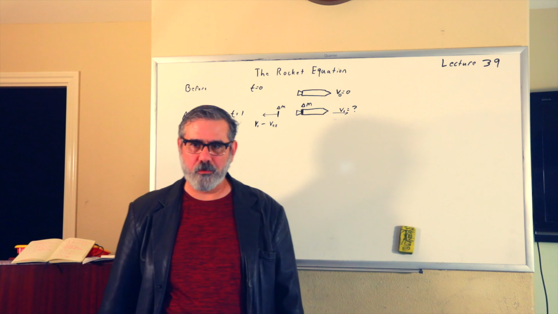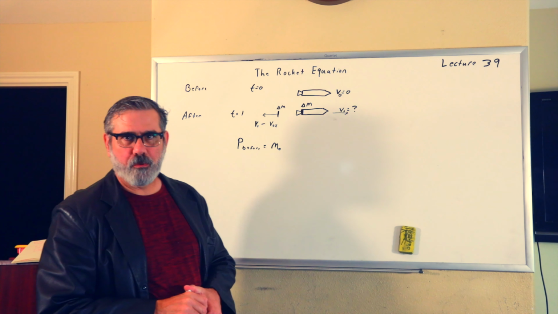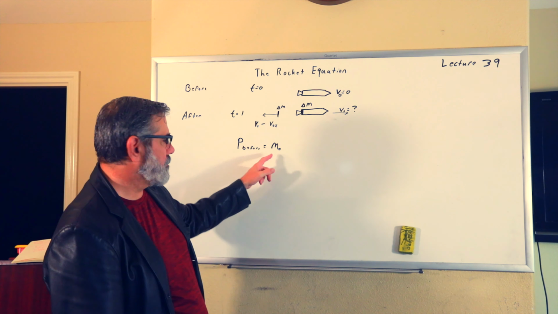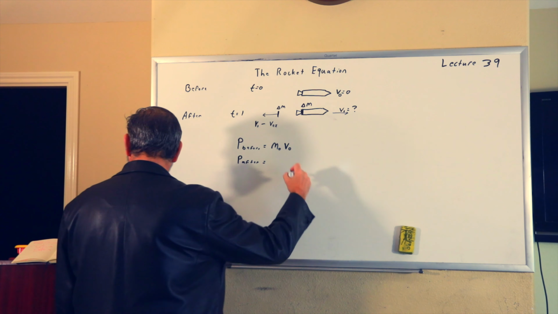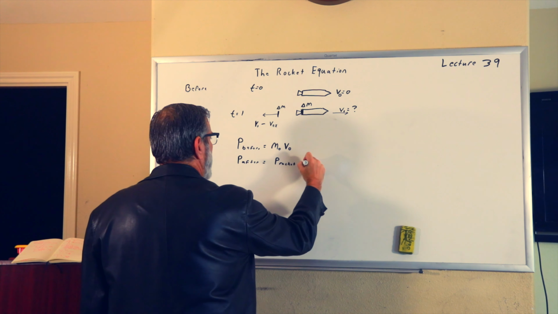So now what we can do is set up a conservation of momentum situation. P before will just be equal to m0. Why do I call it m0? That's the mass of the rocket at time 0. We haven't combusted anything yet, so we still have all the fuel plus the payload. So this will be the payload plus the fuel, times the velocity at time 0, which you might recall is 0. P after is going to be equal to the momentum of the rocket plus the momentum of the exhaust.